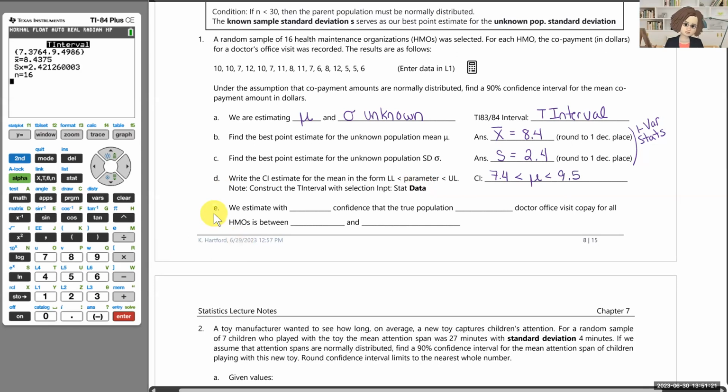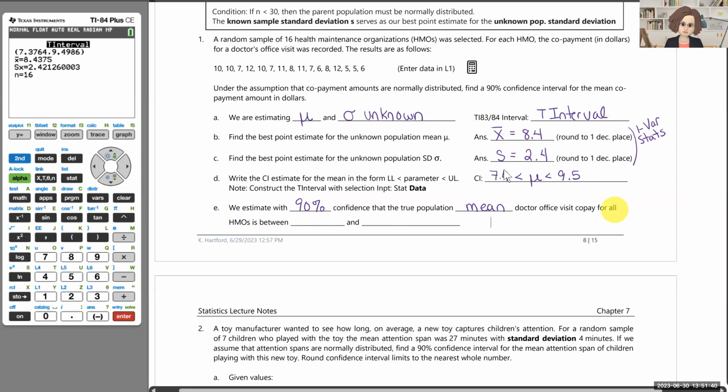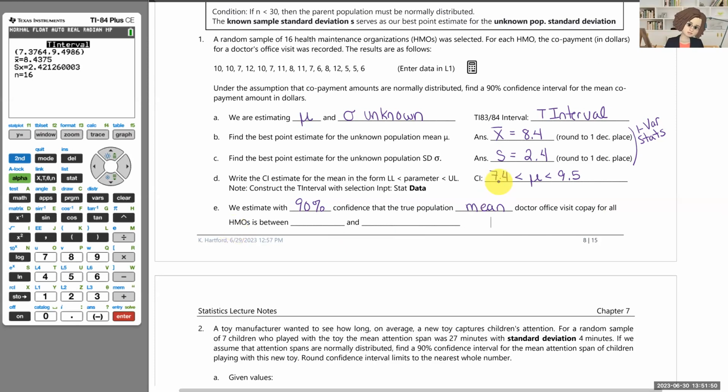All right, so I can now say that we estimate with 90% confidence the true population mean for a doctor office visit copay for all HMOs. So based on these 16 HMOs, I conclude that for all HMOs, the mean copay is somewhere between $7.4 and $9.5.